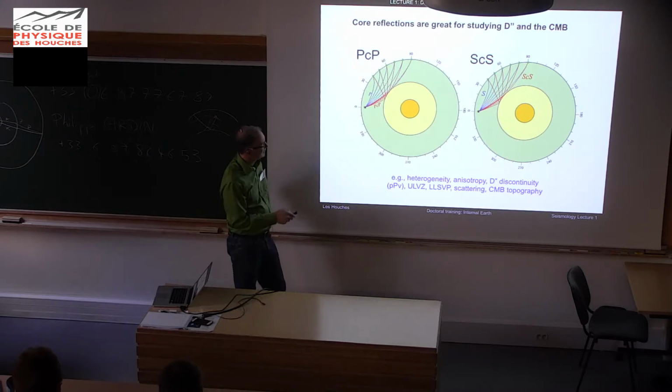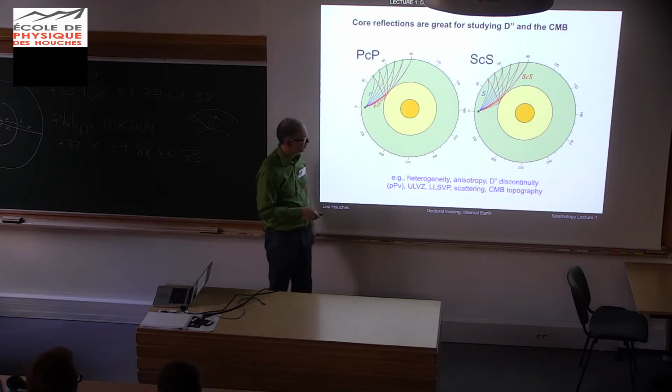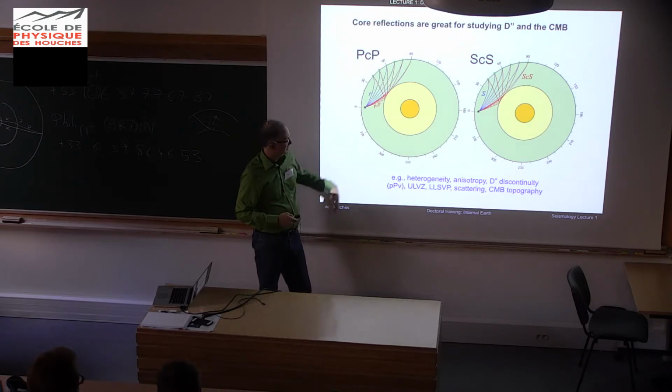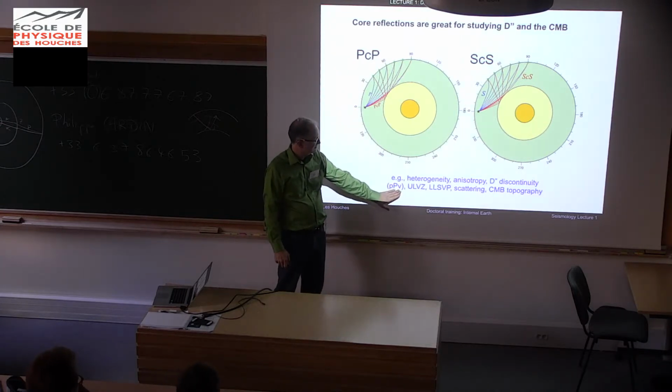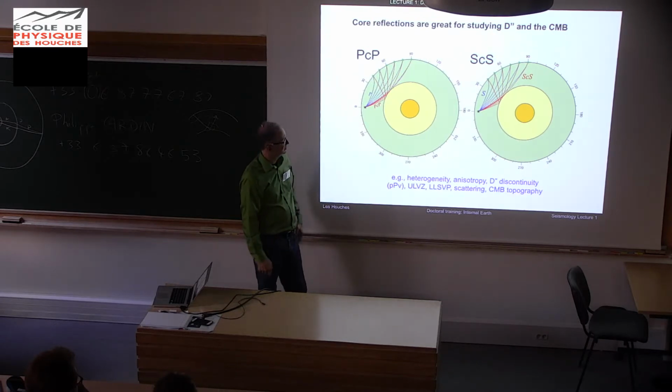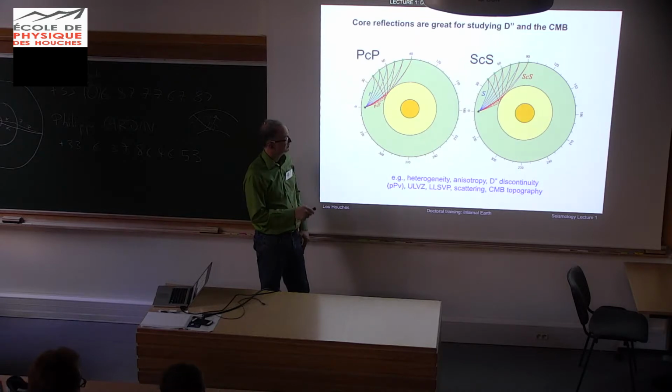Or anisotropy. ScS is probably the most commonly used wave right now for D double prime anisotropy, because it goes and bounces off, and we can compare it to the S wave. We make corrections for what's going on up here, or what we think. Or discontinuities. Some of the structure that comes out of these waves are the discontinuities, plausible phase transitions, ultra-low velocity zones, large low shear velocity provinces, scattering, core-mantle boundary topography.